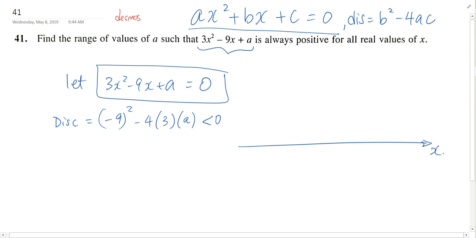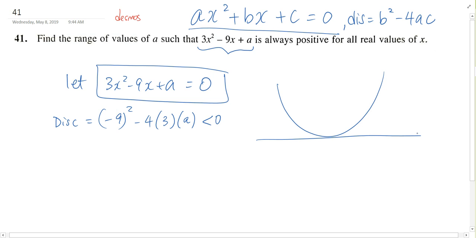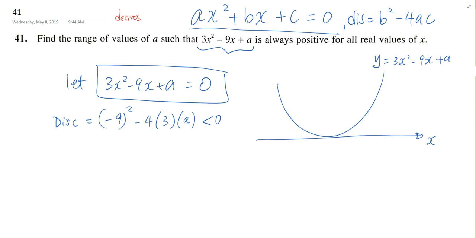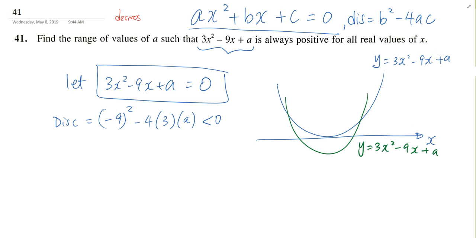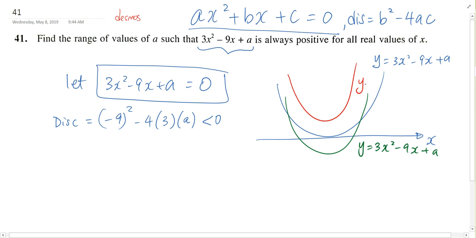Finally, x over here, and this is the graph of y equals 3x squared minus 9x plus 8, correct? Okay, so this is one possibility. I'll draw in a few more possibilities for you. y equals 3x squared minus 9x plus a.